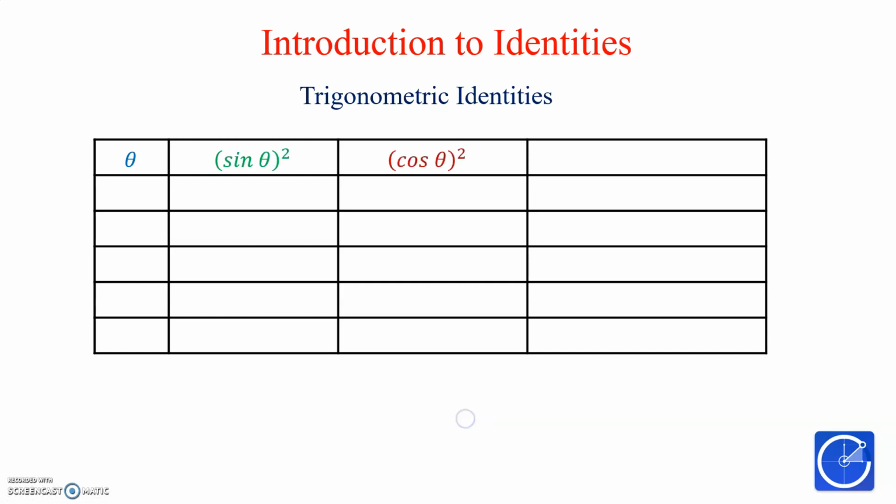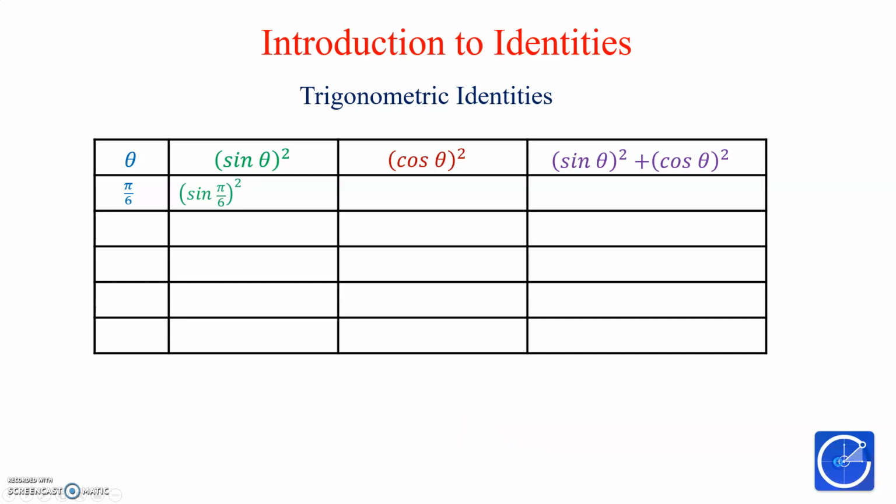We'll do the same thing, and you take the cosine of that same angle and square it. And see what happens when we add these two values together. So we'll just pick some random values for theta. The first one is pi over 6. Again, I'm using radians. So when I substitute, I first need to find the sine of pi over 6.